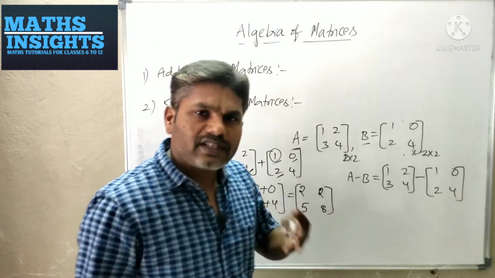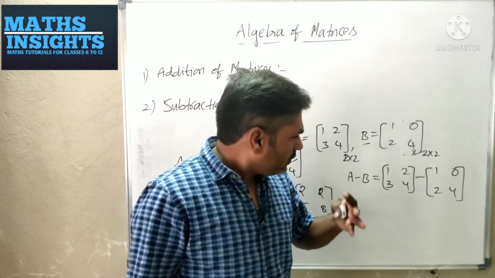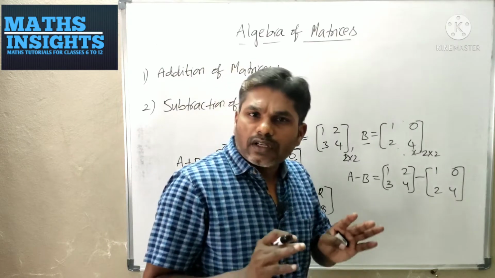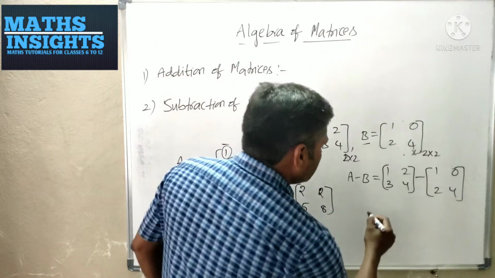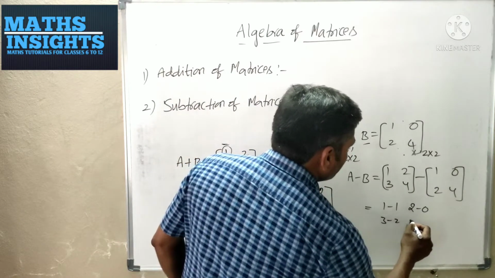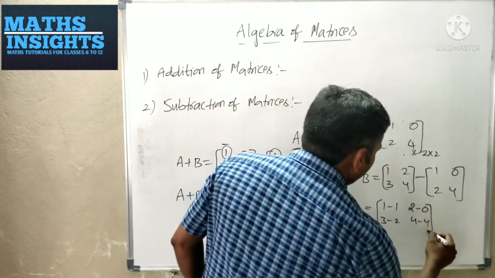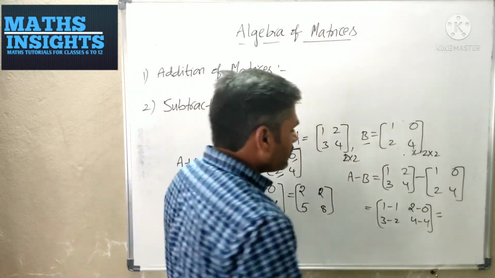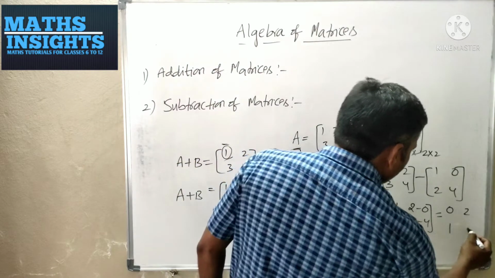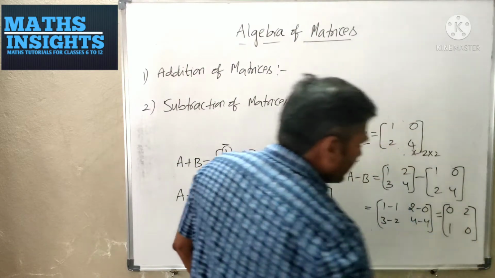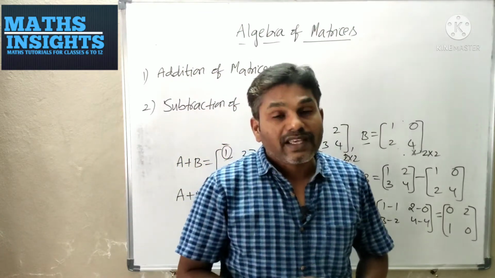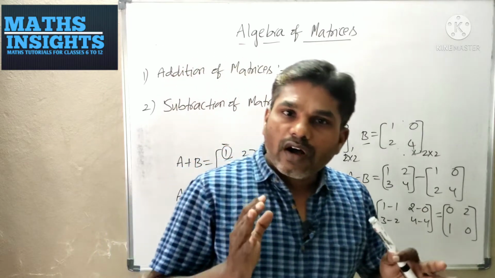You have to present the matter as you know. If your presentation is not good, definitely you will get fewer marks even though the answer is on the paper. See, this is 1 minus 1, 2 minus 0, 3 minus 2, 4 minus 4. I am just subtracting the corresponding elements. So 1 minus 1 is 0, 2 minus 0 is 2, 3 minus 2 is 1 and 4 minus 4 is 0. So in this way you can subtract any two matrices, and you can add any two matrices if they are of the same order.